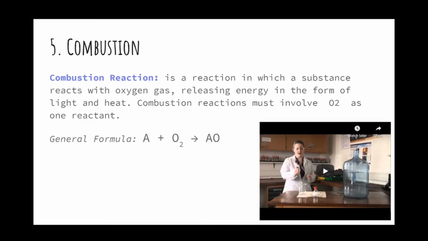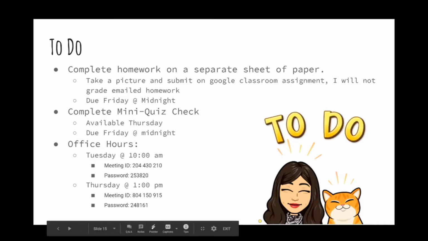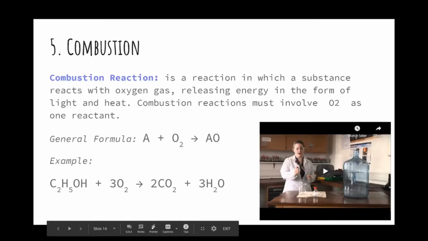So you have A plus oxygen, and it might form something like AO, like we saw in the synthesis reaction, but it also could produce something else. It could also produce something like water and carbon dioxide. So it could produce several different things. So in this video, we're going to see ethanol react with oxygen, and it can produce carbon dioxide and water. And in this video, she actually does a really good job of explaining what's happening. Let's go back. There you go.